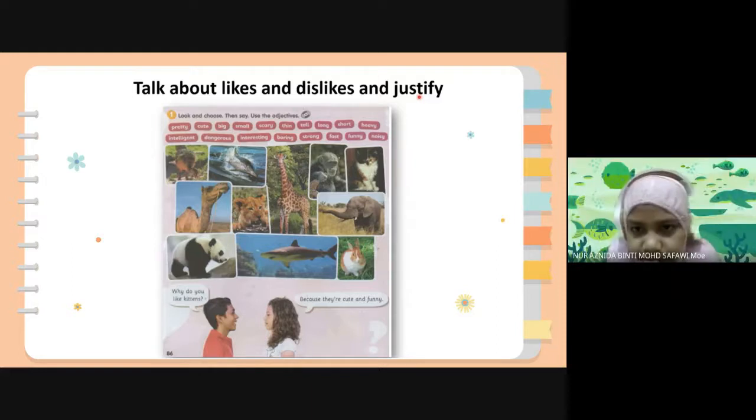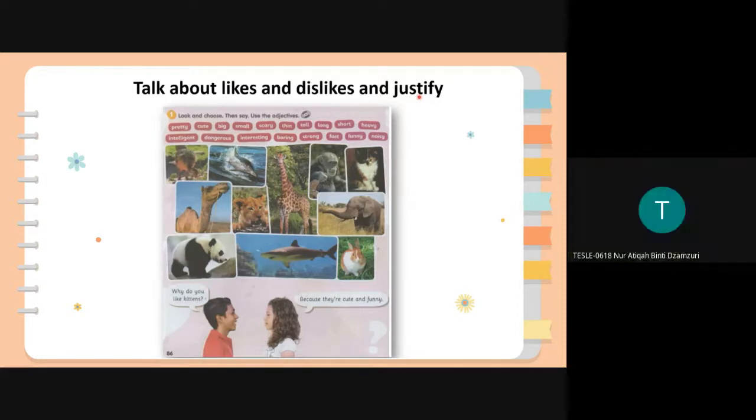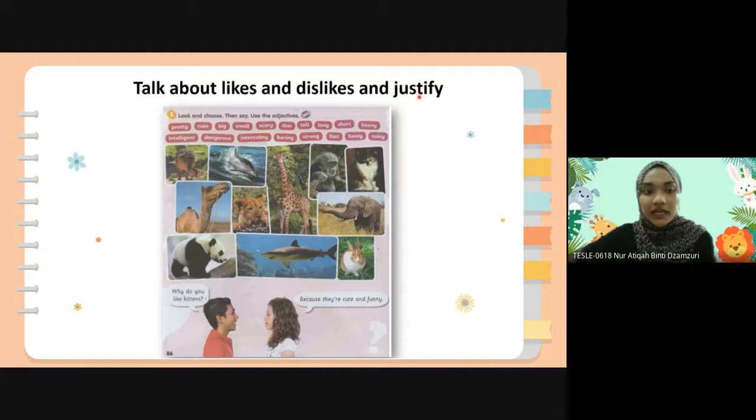Okay, untuk yang tak faham, teacher ulang. Untuk aktiviti ni, nanti ni kan ada banyak-banyak gambar. So, dalam satu gambar tu, teacher akan tanya soalan. Contoh dia yang macam boy ni, teacher tanya, why do you like kitten? And then you will answer, because they are cute and funny.